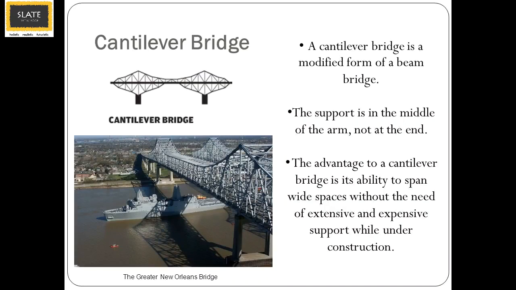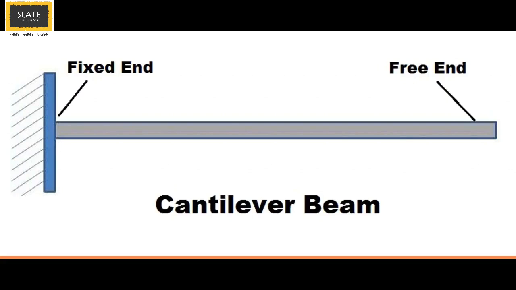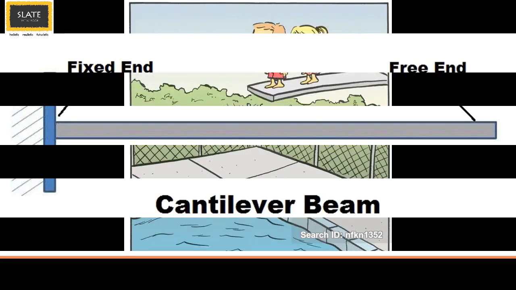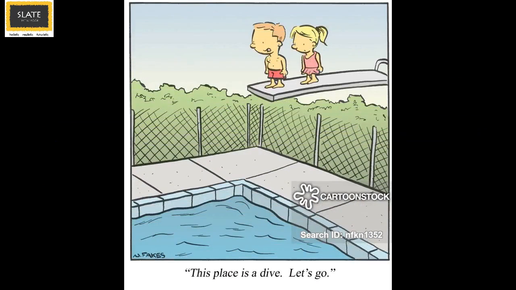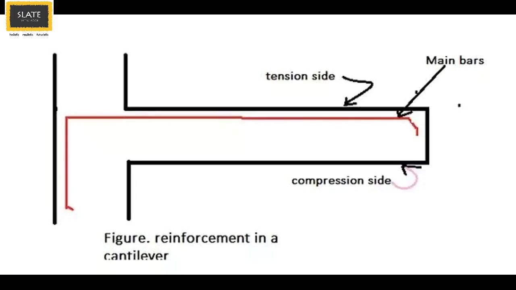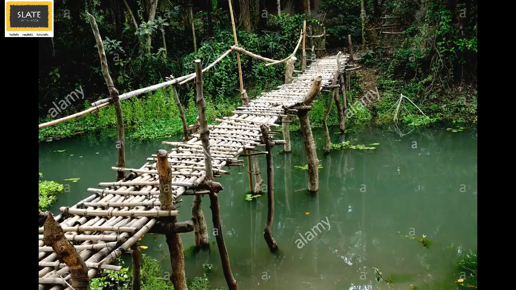The cantilever bridge is a modified beam bridge but has support only from one end. Cantilevers are firmly anchored on one side and free at the other end. You all must have seen a diving board. Here too, one side is attached firmly to the ground and the other side holds a person's weight suspended over the water. The cantilevers resist tension in the upper supports and compression in the lower.